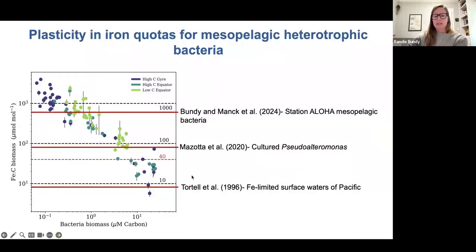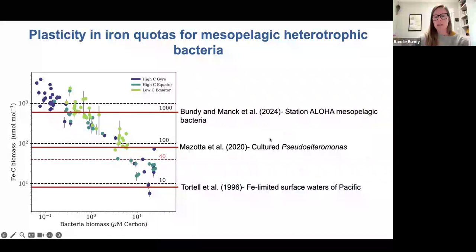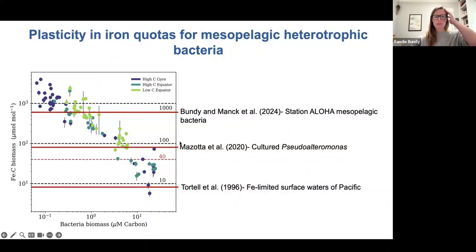On the bottom, this red line is around that 7.5 quota value that had been published prior to this study, and that was from heterotrophic bacteria in iron-limited surface waters of the Pacific. So that was observed on our lower end of quotas as well. I didn't have time to show it, but there was another paper published looking at a cultured Pseudoalteromonas in 2020, and they got a quota for heterotrophic bacteria of about 82 micromoles per mole. So that's mid-range in the values that we saw.